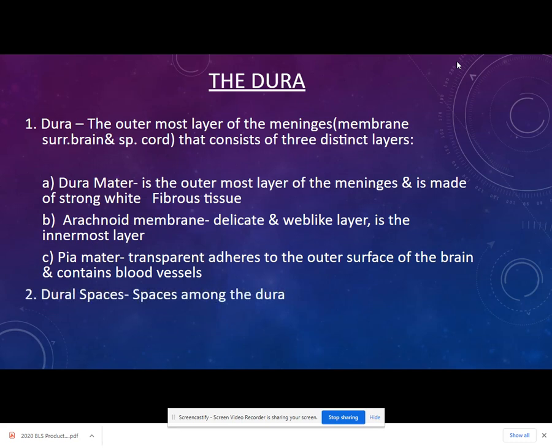Then we have the dural space. So the spaces among the dura. So we've got the epidural space, the subdural space, and the subarachnoid space. Basically, anywhere above the dura, in between the dura, in between the arachnoid and the dura.